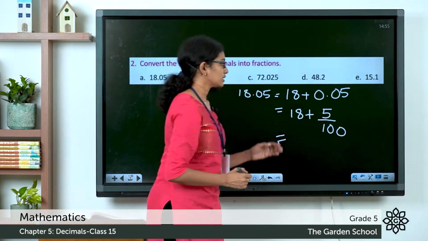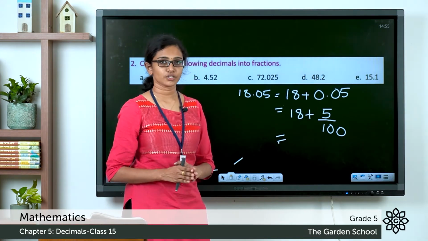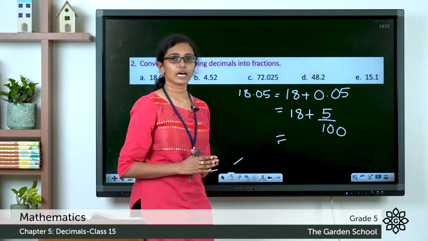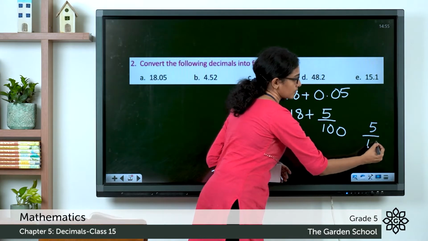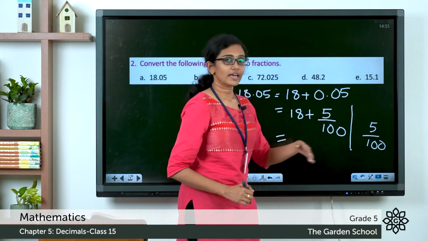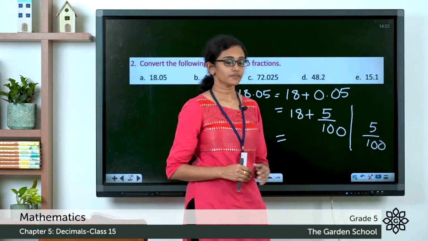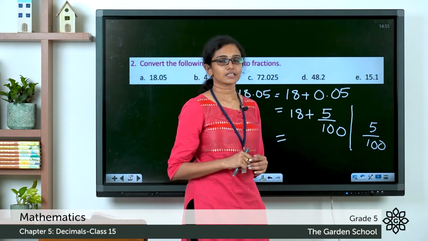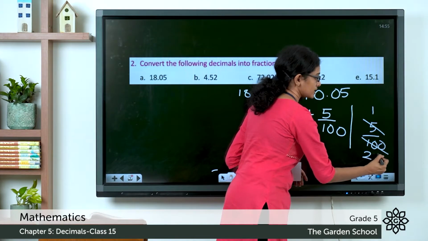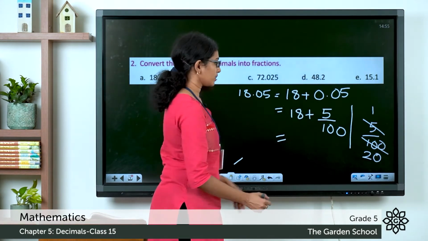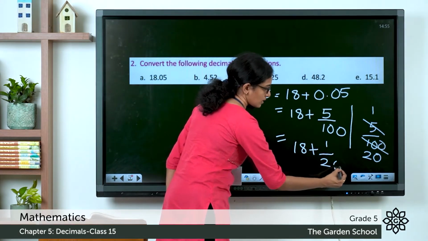Now, from here, you can either calculate the LCM and proceed with the addition, or just reduce this 5 by 100 to its lowest form. See, 5 by 100. Do they have a common factor, the numerator and the denominator? Yes. 5 is a factor of both this 5 and 100. So let's cancel out that common factor. 5 divided by 5 is 1 and 100 divided by 5 is equal to 20. So this one you can write as 18 plus 1 by 20.